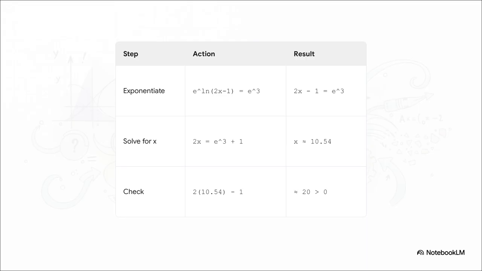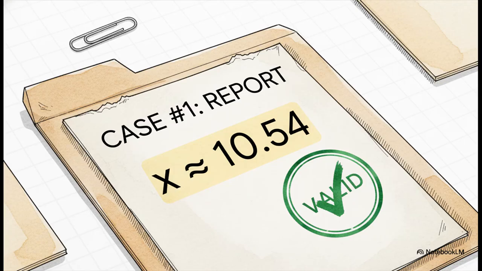But we're not done. Now for that crucial check. We plug 10.54 back into that original argument, 2x minus 1, and what do we get? We get about 20. And since 20 is definitely greater than 0, our rule is satisfied. So our suspect checks out, it's a valid solution, case closed. A nice clean one to get us started. But you know, they're not always this easy.